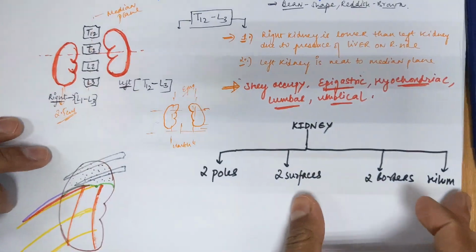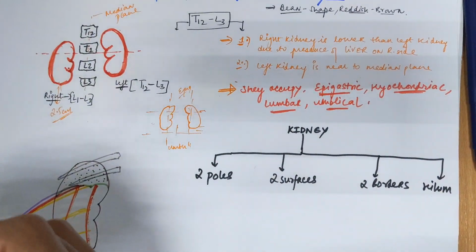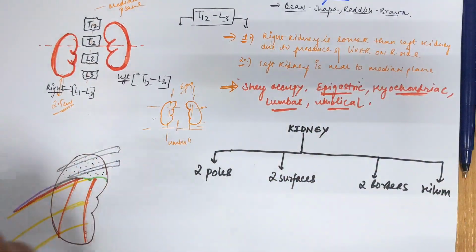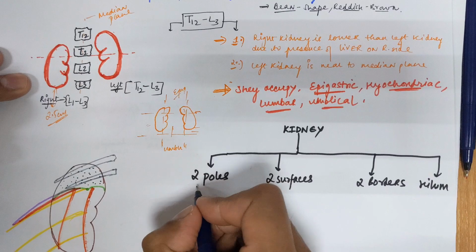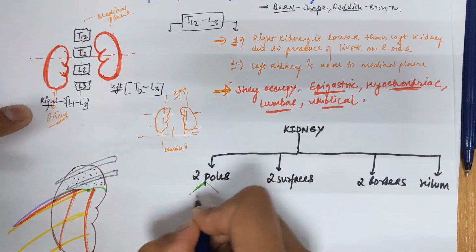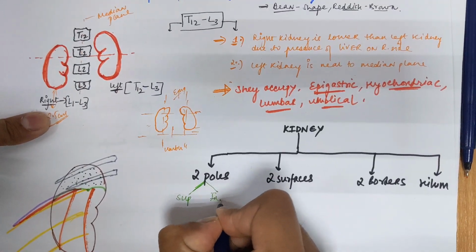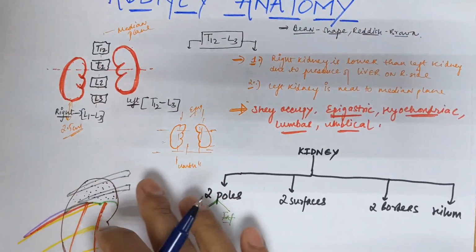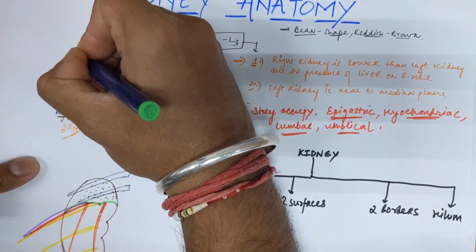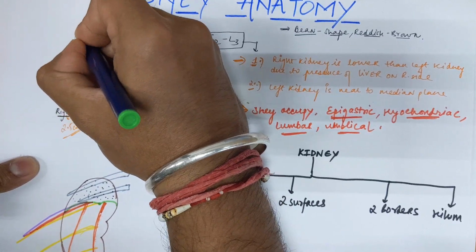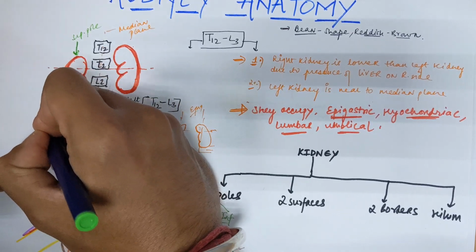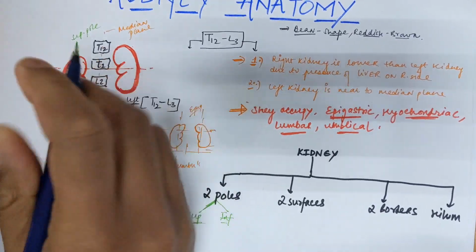So these poles, surfaces and borders I will show on this diagram. You can see it here. Okay, it will be clear here. So you can see poles. The meaning of pole is we have upper and lower poles, or superior and inferior poles, 2 poles. So in this kidney, just see it. This is actually your superior pole, and this below one is your inferior pole. Okay, so these are the external features of the kidney.